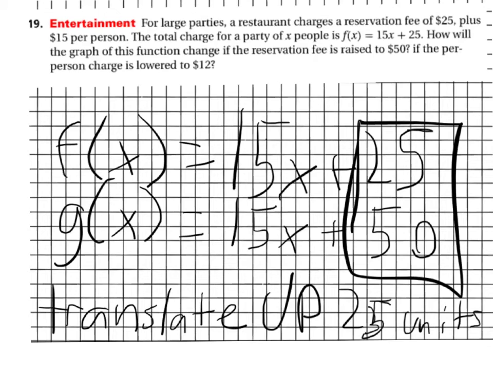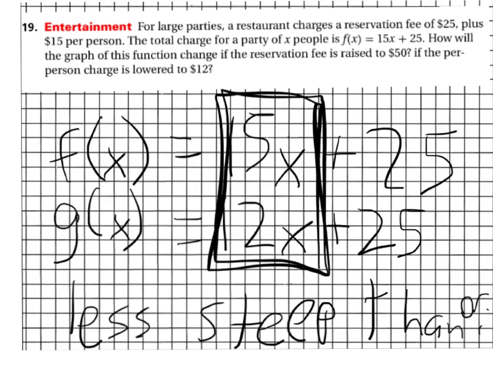So I wrote out both of the functions. Here's the original, and then here's the new one. And here is a change in the y-intercept, and it is going to be a translation up 25 units because there is a difference of 25 and it becomes larger.